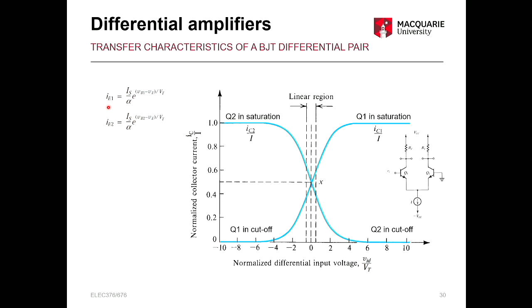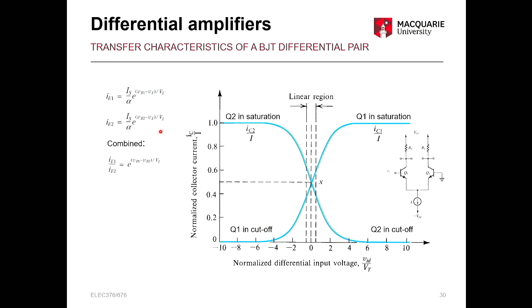We have an equation for IE1, and an equation for IE2. Same equation, except this one has VB1 in it, and this one has VB2. And you should all be familiar with the thermal voltage VT. We normally approximate that to be 25 millivolts at room temperature.